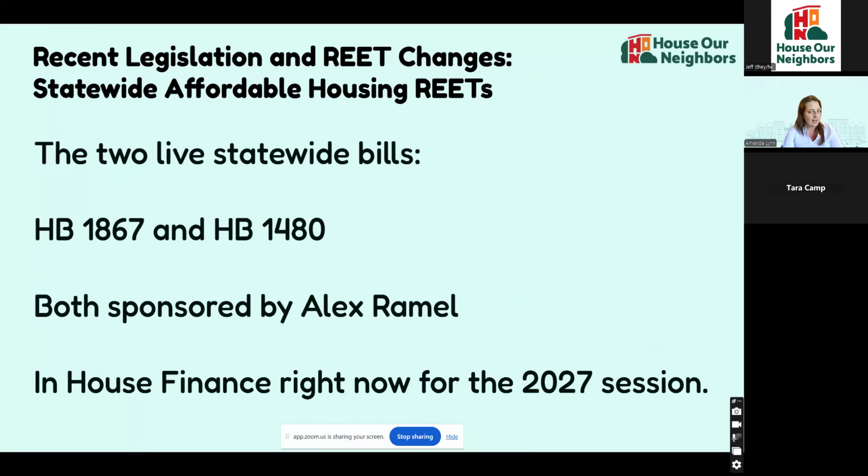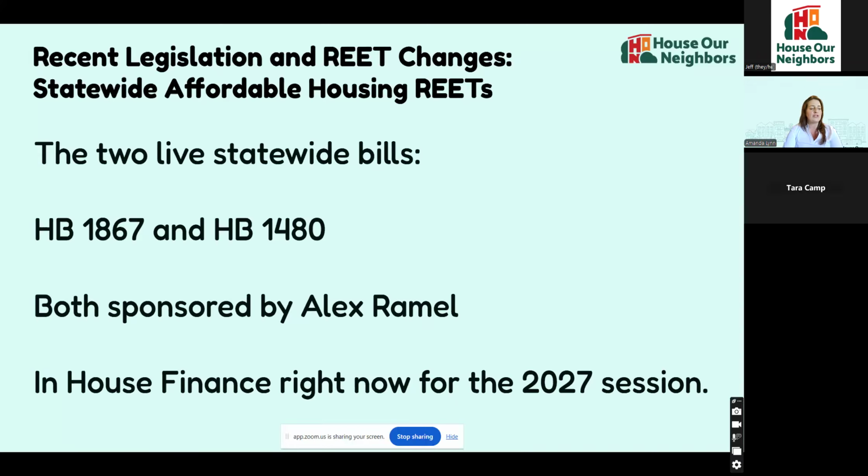So right now we have two bills that are live that are trying to deal with REET. They are both basically doing the same thing. House Bill 1867 and House Bill 1480, both prime sponsored by Rep. Alex Ramel, who's up in Whatcom County. They're both in the Finance Committee right now. Neither one of them got out of committee last session, and so they're still just sitting there in purgatory and need advocates to holler for them to get them moving.